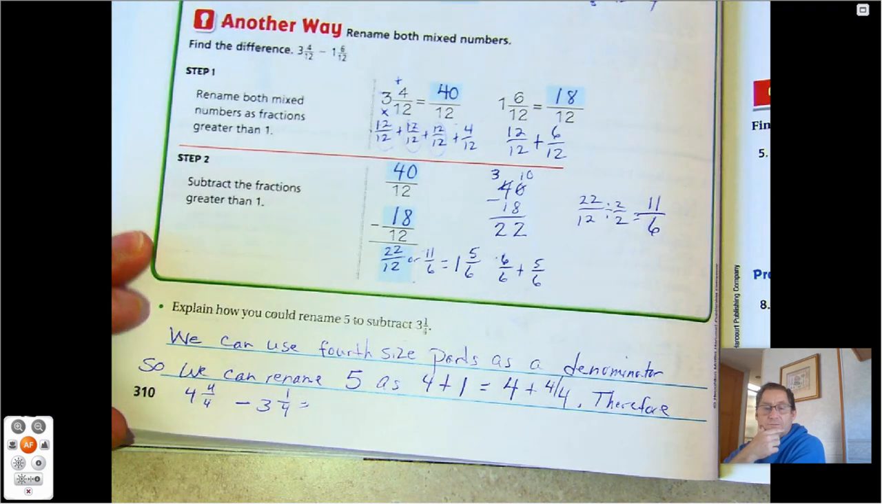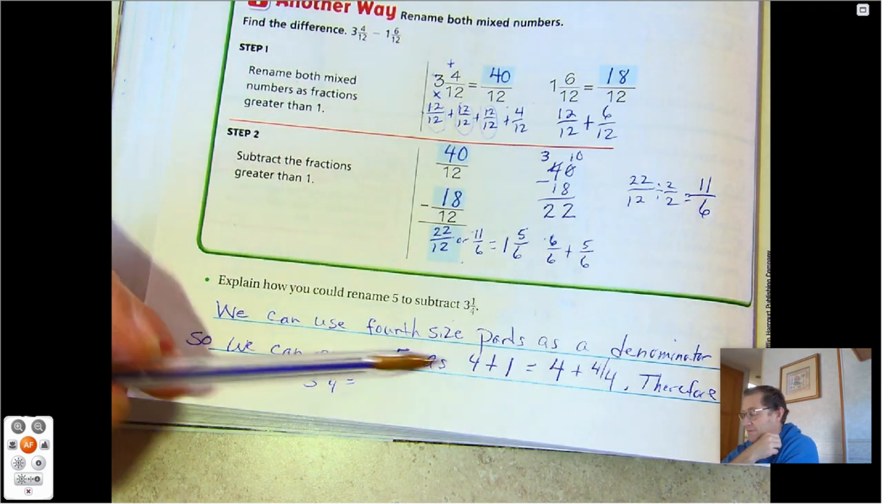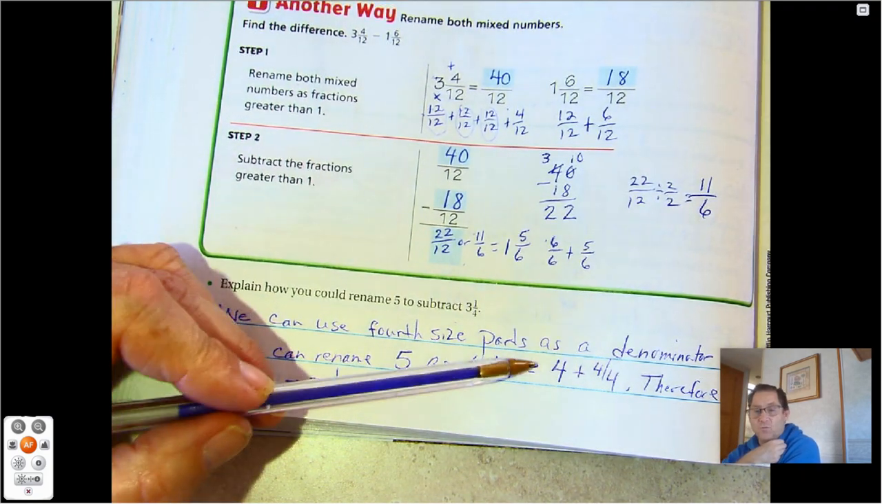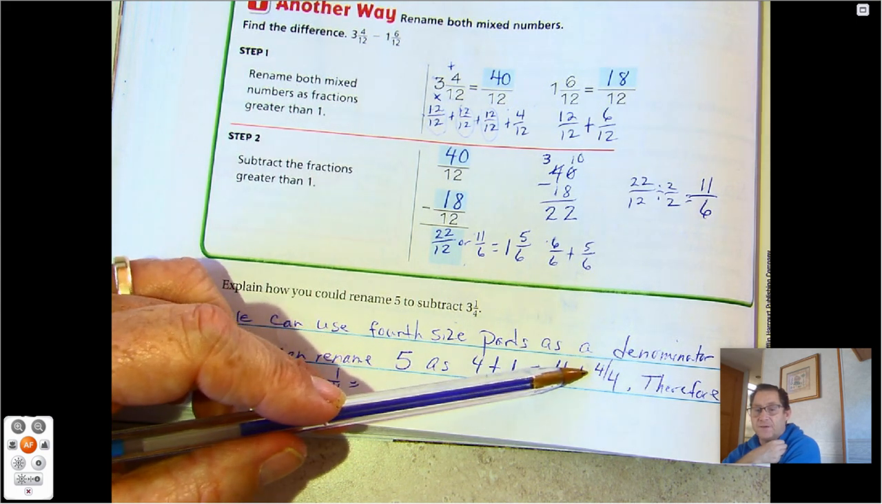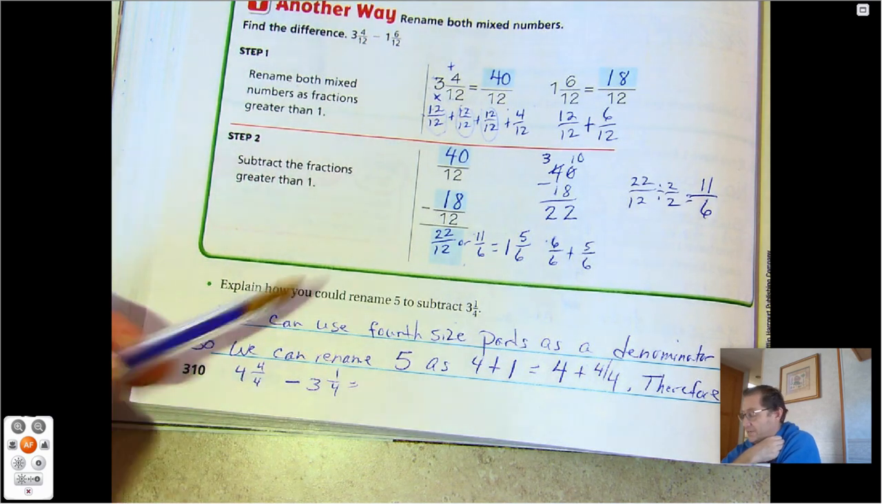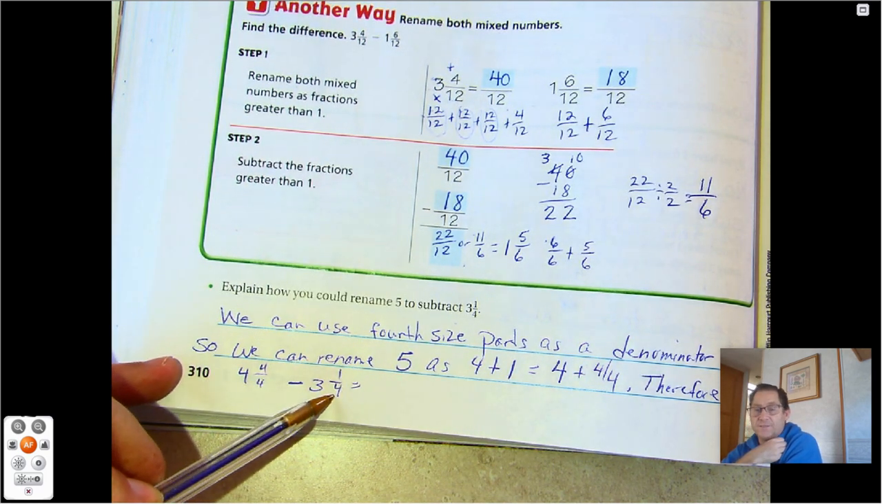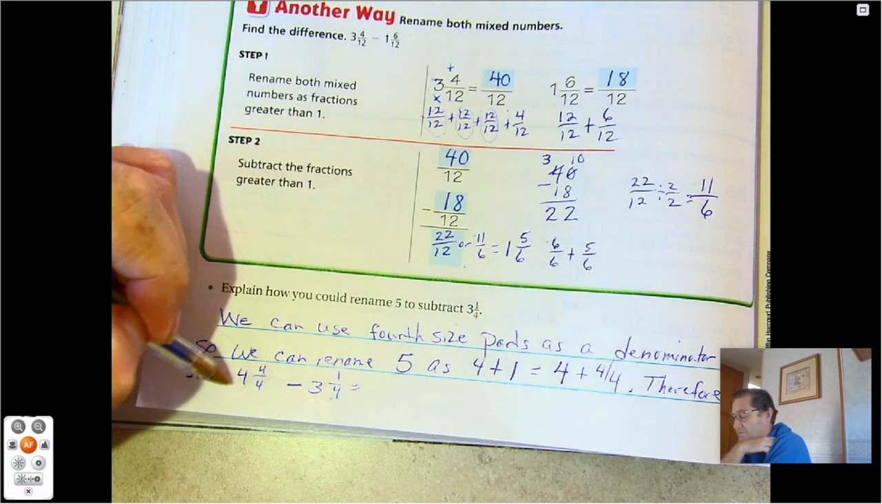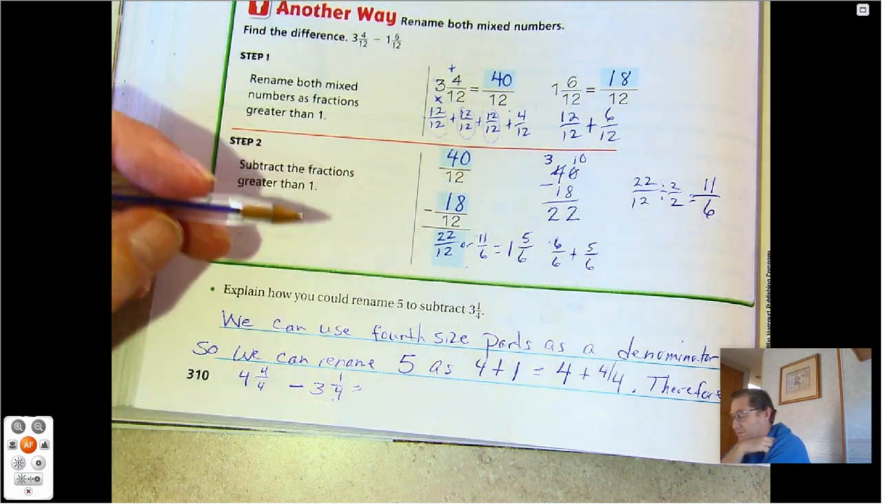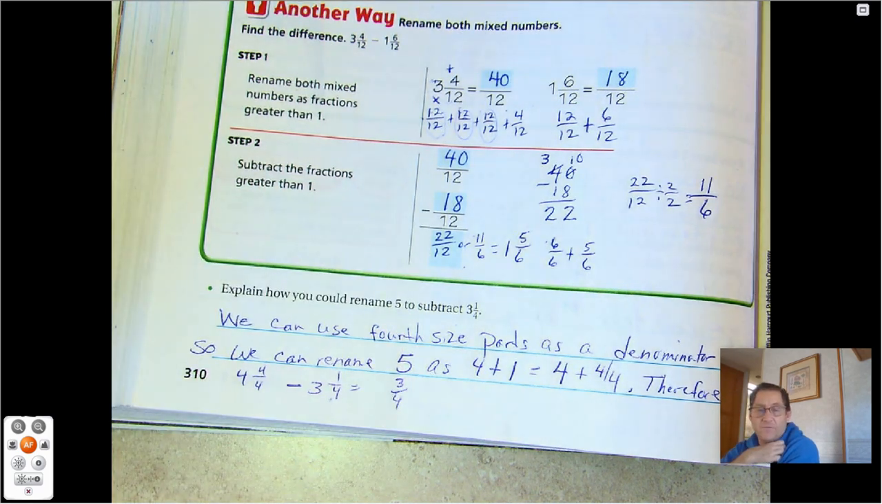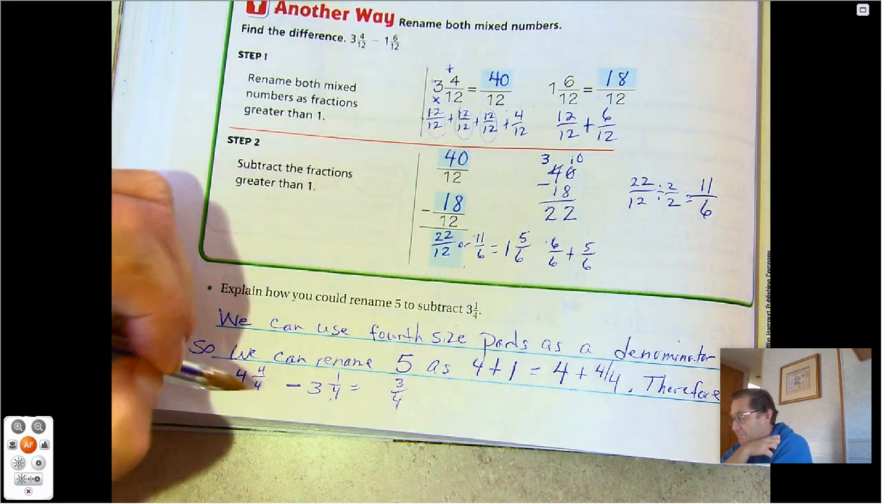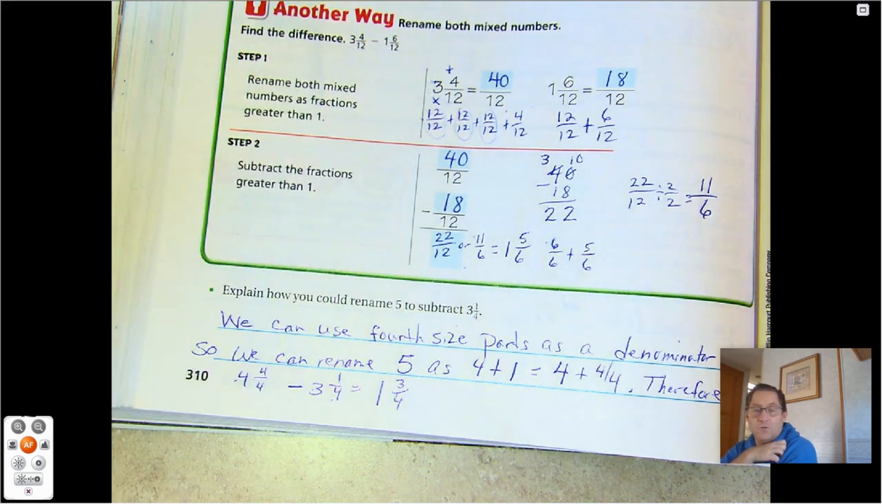So what did we do? All we did was rename the 5 as 4, and I'm going to change one of the whole numbers into a fraction. We're going to use the fourths because this one is in fourths. All right, so 4 and 4/4 take away 3 1/4. That would be 3/4 for my fraction part. 4 take away 1 is 3. 4 take away 3 wholes is 1 whole. So 1 and 3/4.